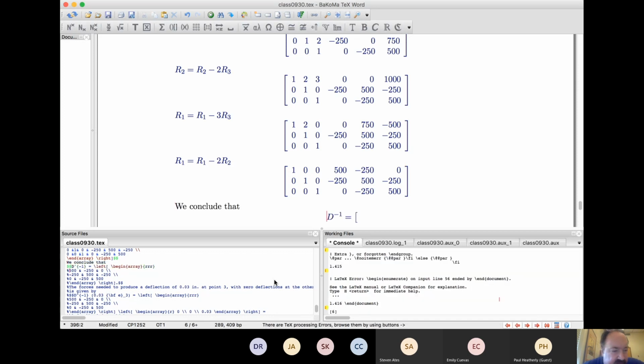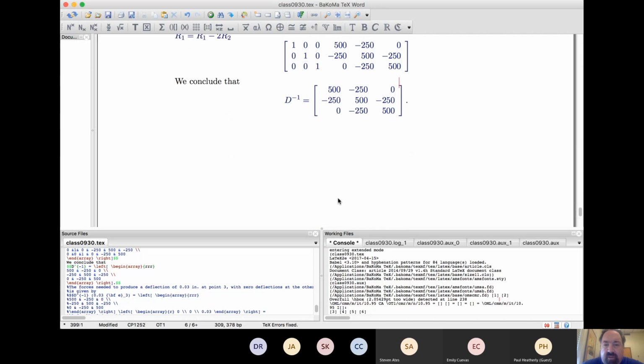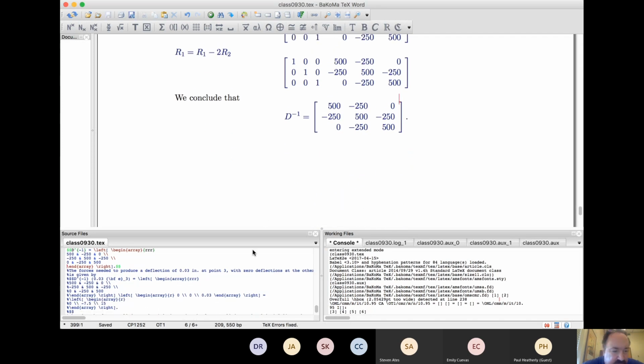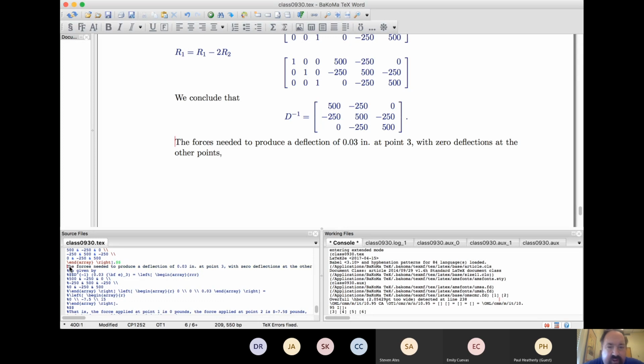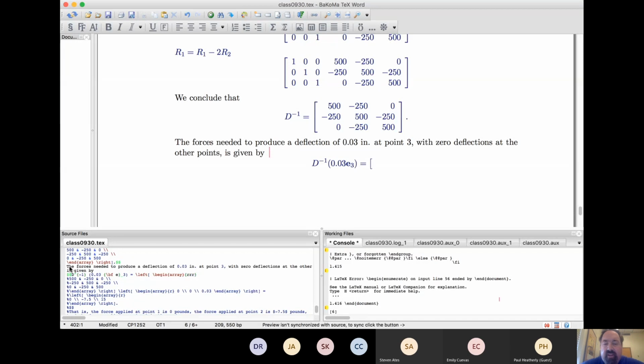So go ahead and formally state that. Here's D inverse, taken from the last 3 columns of this augmented matrix. So now I can compute the forces that I need. I multiply D inverse by this vector of deflections, E3. Now E3, remember, is the vector that has 0, 0, 1. And that's what I want, because I have 0 deflections at the first 2 points, and then there is a non-zero deflection at point number 3. So I have a 1 here times the amount of deflection, 0.03.